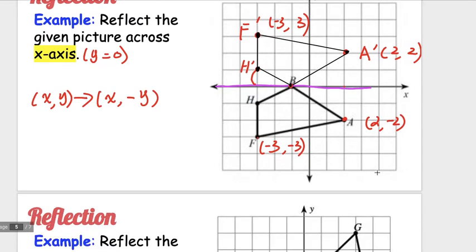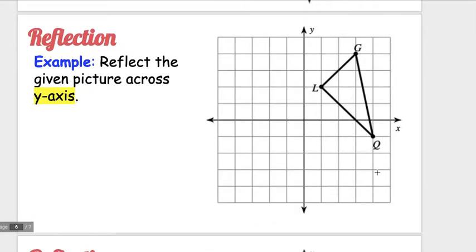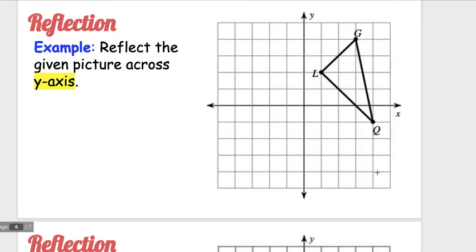Very similarly, we are going to work on this picture, but this time we are going to reflect across the y-axis. You can definitely try on your own and compare your answer with mine by pausing the video here. So I just again highlight the picture here, the y-axis here. We do exactly the same thing as we did here. We counted how many units away from each point. For L it is 1, so this is L prime.